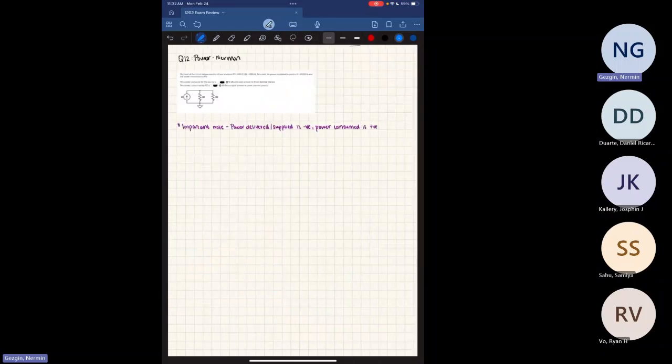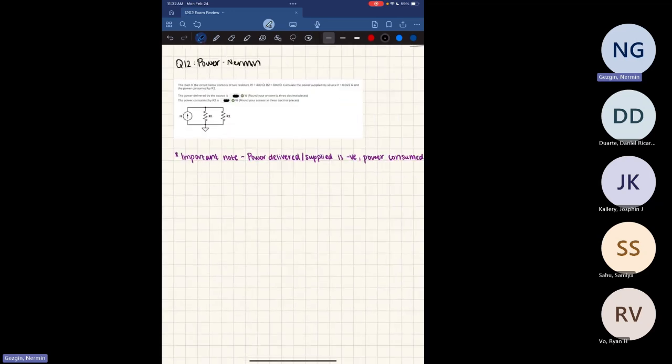And a power question. Right, we have 2 more questions. This is one of them. So you'll very likely get a power question on this exam as well. So we have an example here.